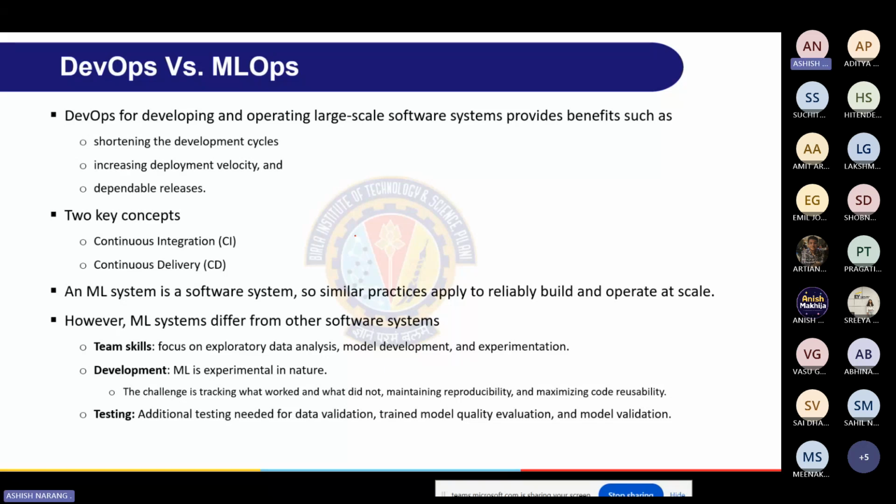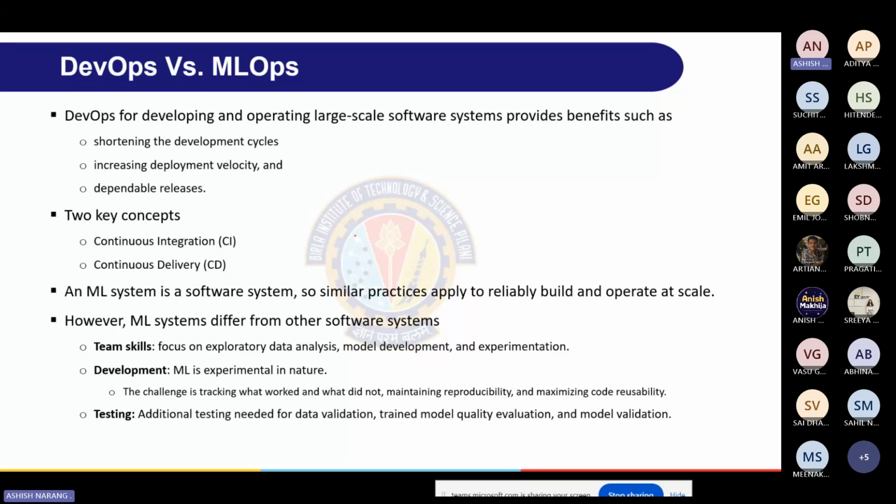But there are some differences, like team skills. Team skills in ML should largely focus on EDA, exploratory data analysis, which we've talked about: pre-processing, getting to know your data better, what correlations exist, how many missing values there are, and how to deal with them. What is the mean of a particular column? What is the mode? What is the standard deviation, variance, and all those things that help us take certain decisions. The second skill they should have is model development and experimentation.